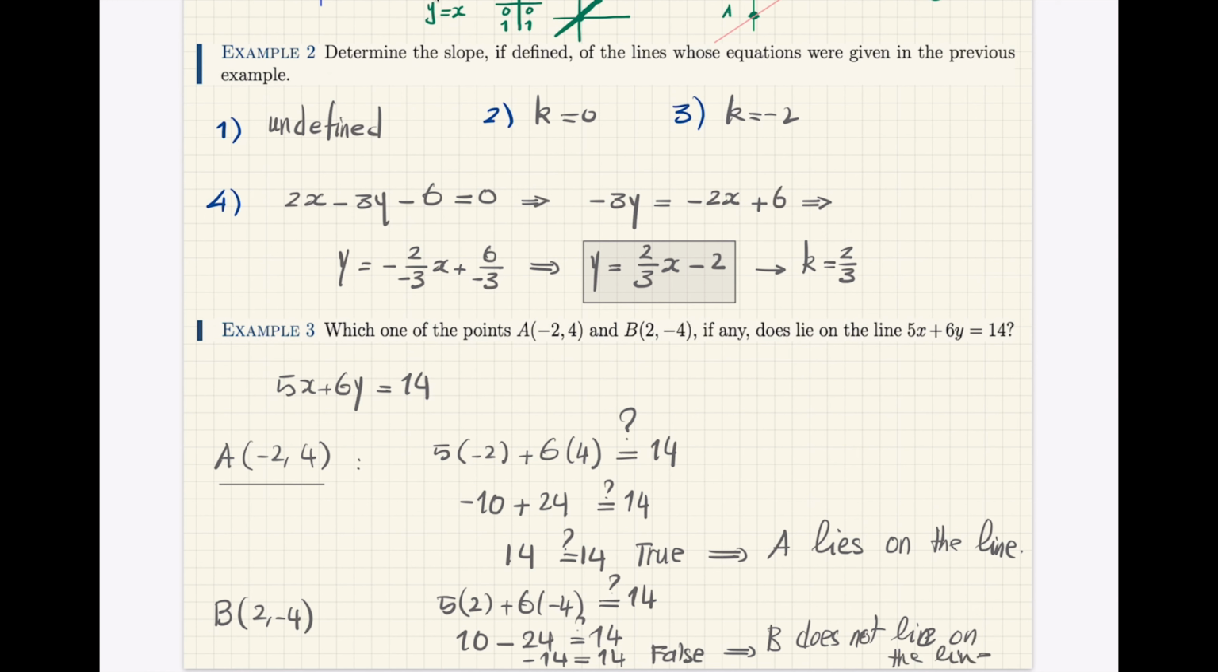Okay, so simple as that. So remember, when you want to check a point is on the line or not, you can just put the coordinates of the points inside the equation.